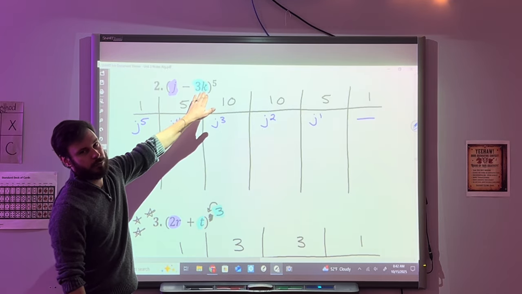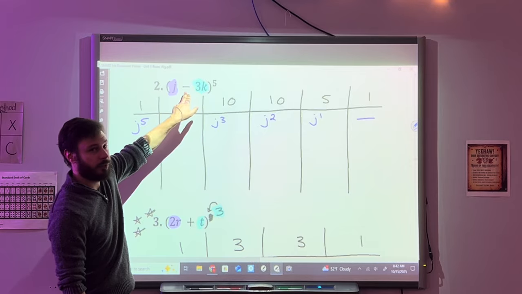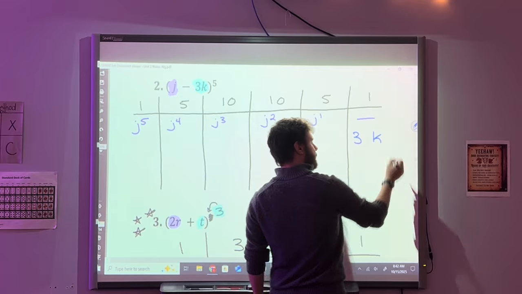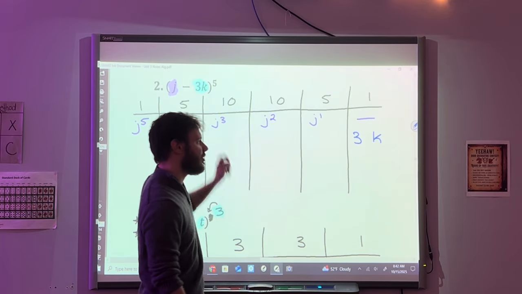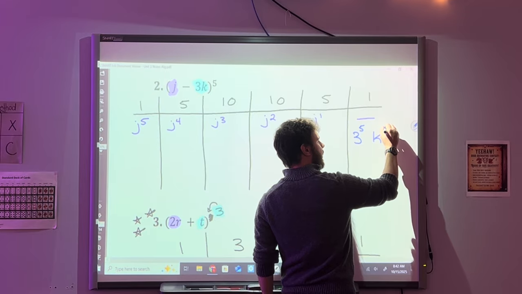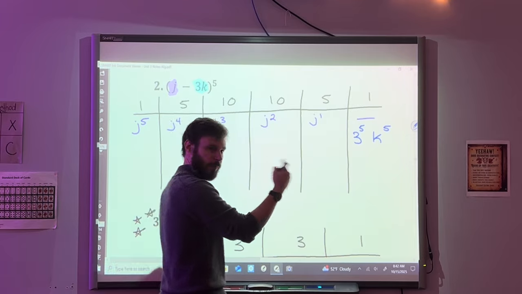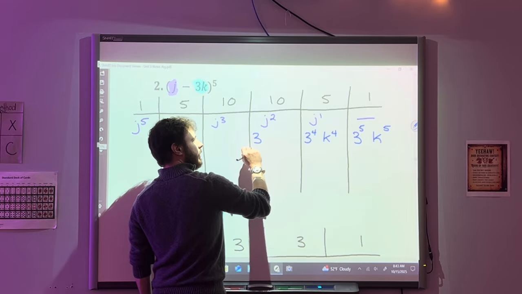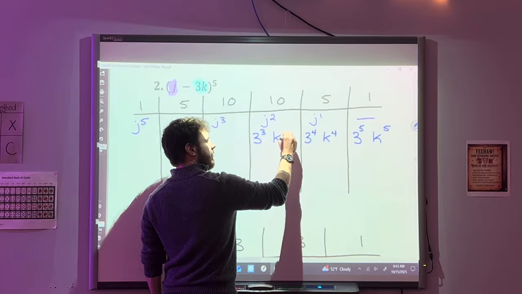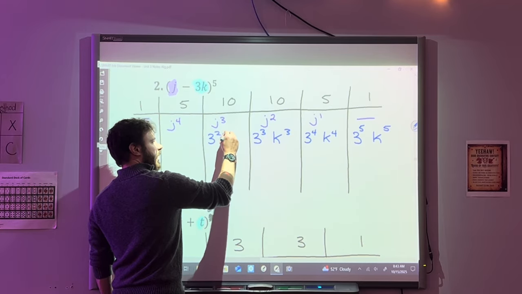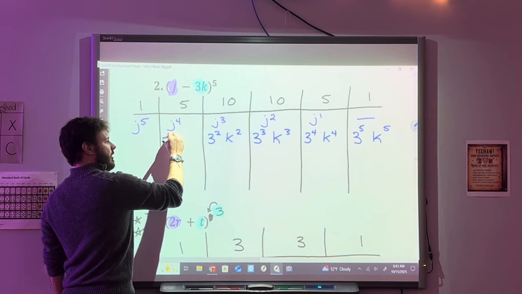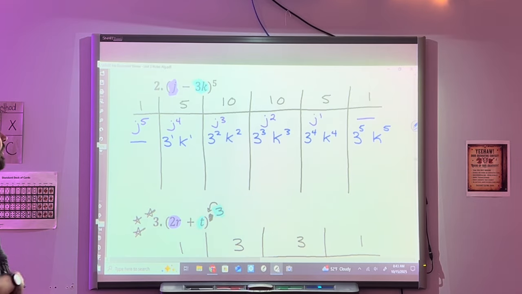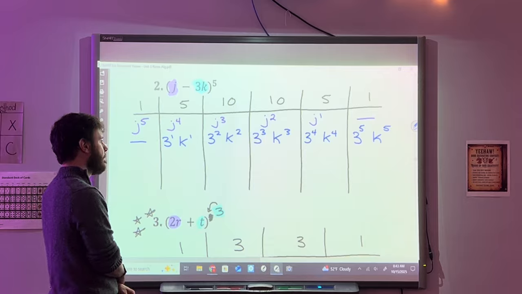Now for my second term here, I'm going to take the whole thing, ignoring the negative. I'm going to take the whole thing, 3k. I'm going to start where I left off, except now I'm gonna give this one all of the exponents, 3 to the 5, k to the 5. I'm gonna work my way over here, losing one. 3 to the 4, k to the 4. 3 to the 3, k to the 3. 3 squared, k squared. 3 to the first, k to the first, and then I should run out because I will have 0 of them as we end up.